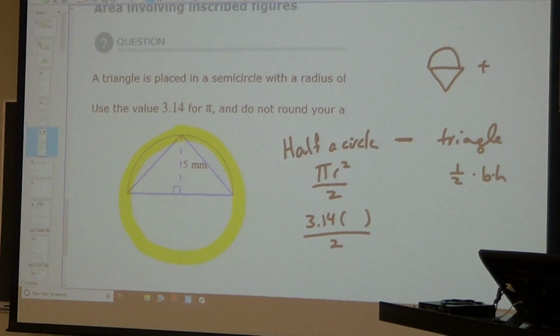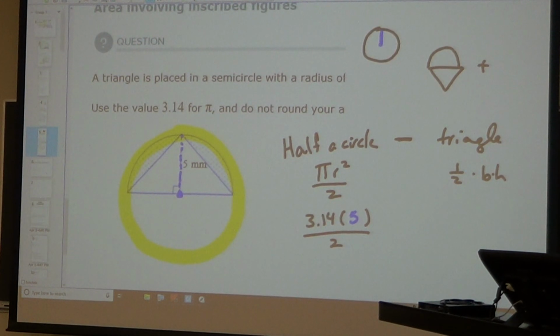So this is my radius of 5, because it goes halfway through the circle. That's what a radius is. A radius goes halfway through the circle. Diameter goes all the way through the circle. Now, once we do that pi r squared, we're then gonna cut it in half because we only want half the circle.